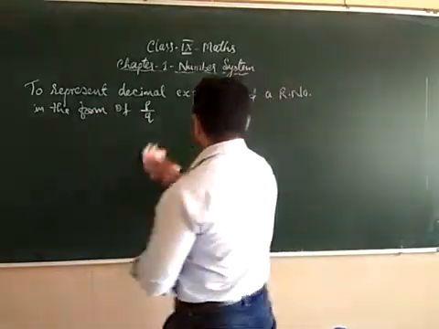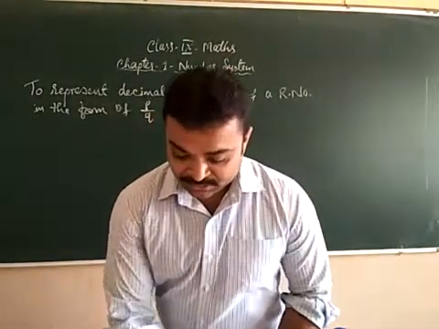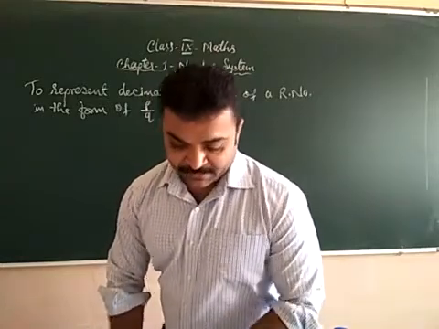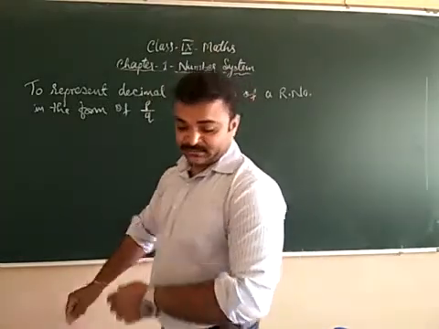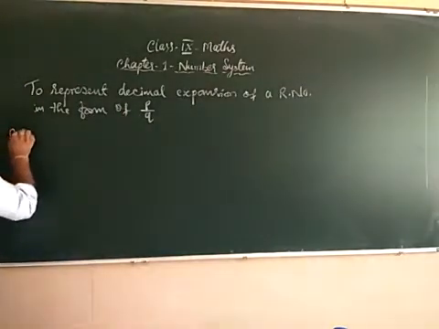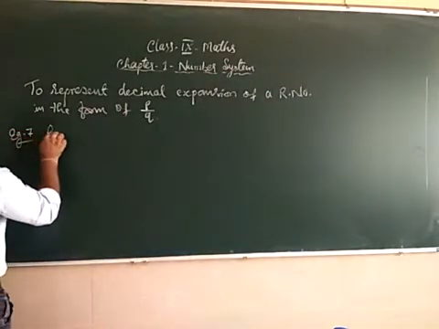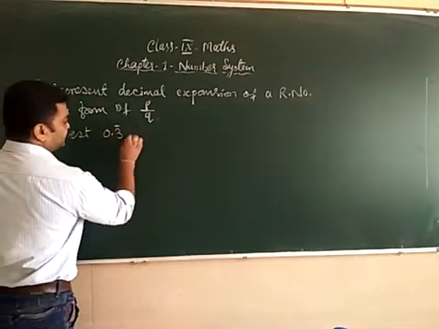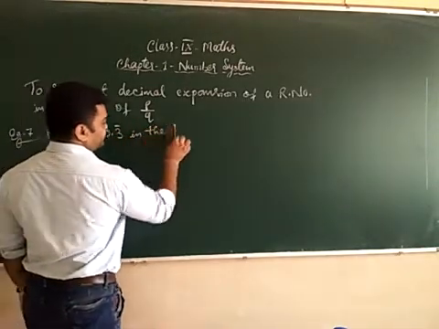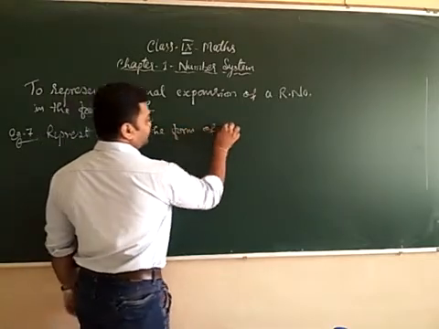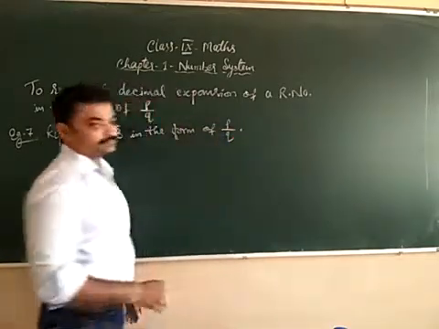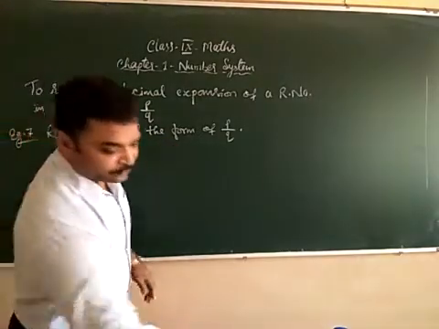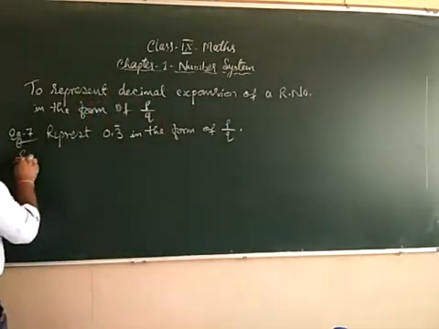Suppose in your book, example number 7: represent 0.3 bar in the form of P upon Q. So in this type of question, what do we do? We will do the solution.